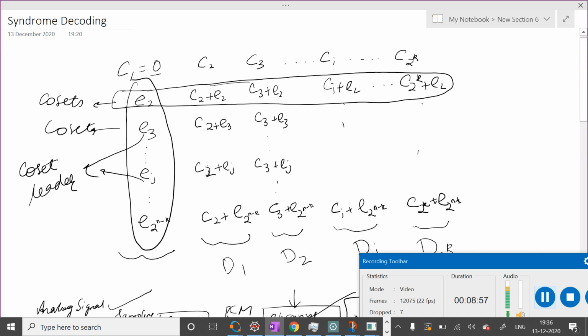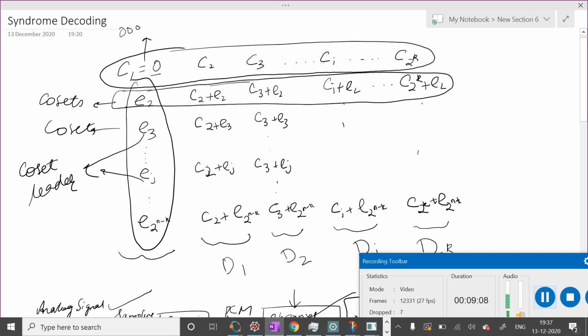First of all, you will place all the possible code words in one row. First one you will write the all-zero code word. Then the next code words C2, C3, Ci, up to C2 to the power k, because there are 2 to the power k possible code words. Then here you will place the possible errors.